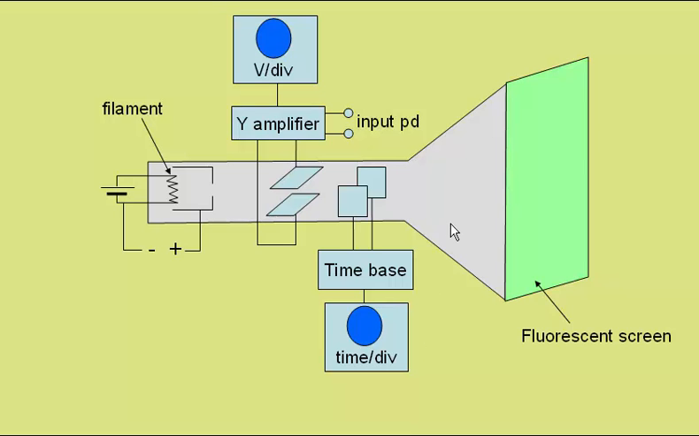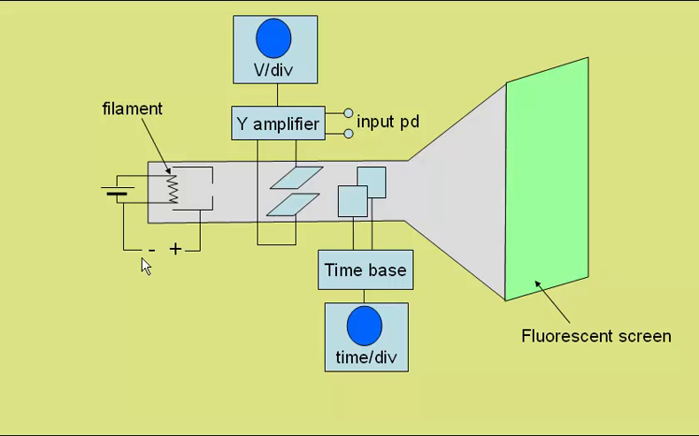This is an evacuated tube, and we'll start at this end, where we have a filament connected to a low voltage power supply. This will get hot, causing electrons to be so-called boiled off. We'll have a cloud of electrons around the wire.